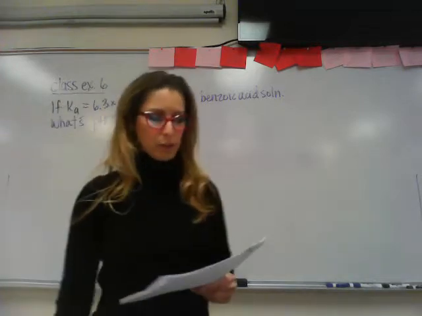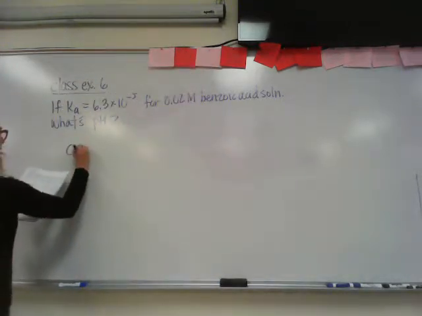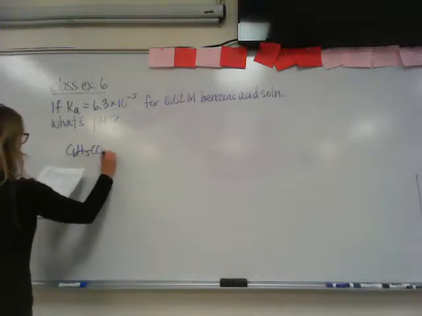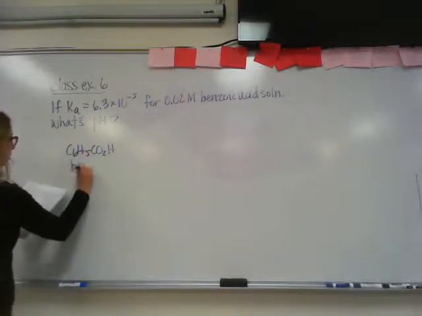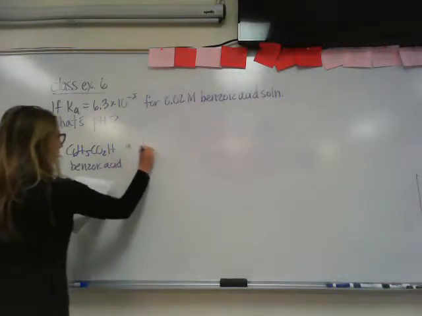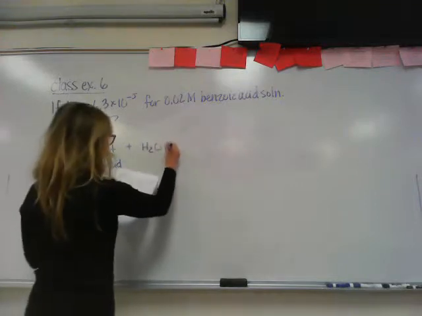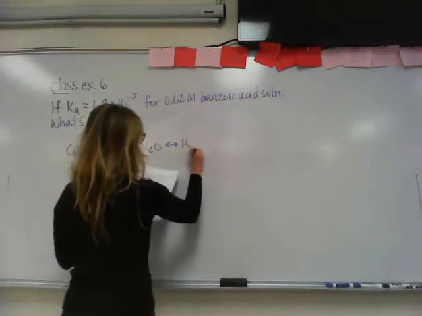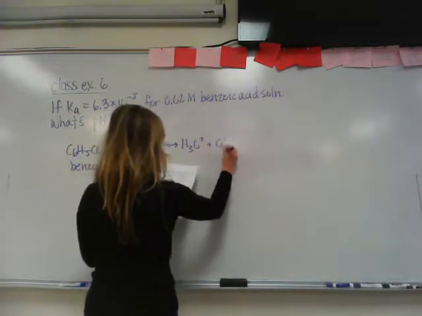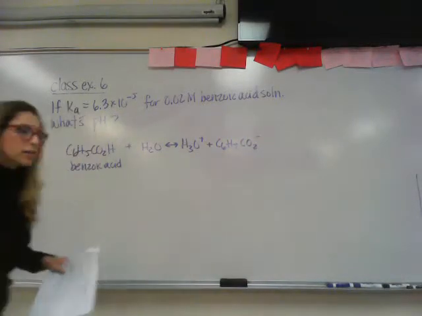Okay, what we're going to do is we're going to make an ice table. So you have C6H5CO2H. This is your benzoic acid, and it is in water. This is aq for the state of matter. This is liquid. You're forming a hydronium ion and C6H5CO2 negative 1 ion. Okay?